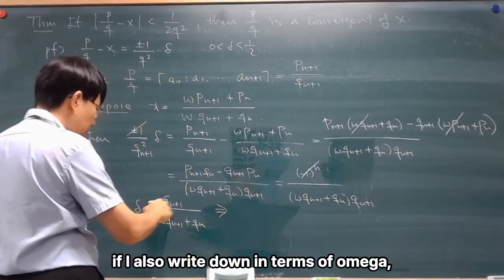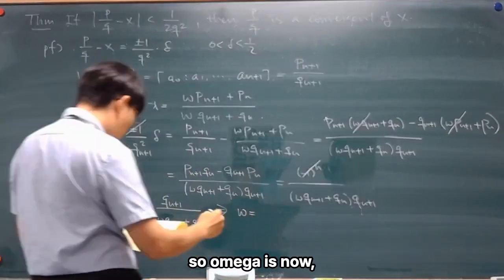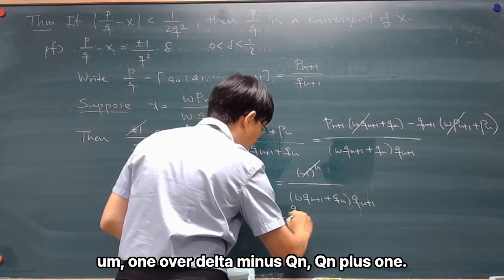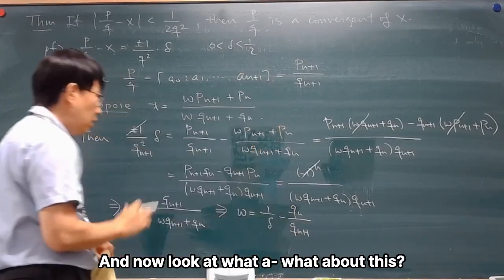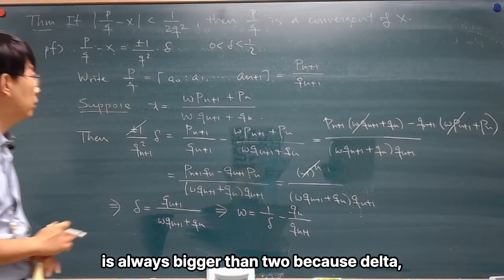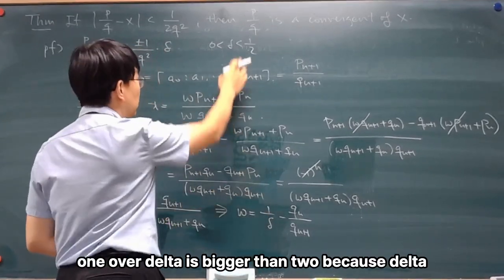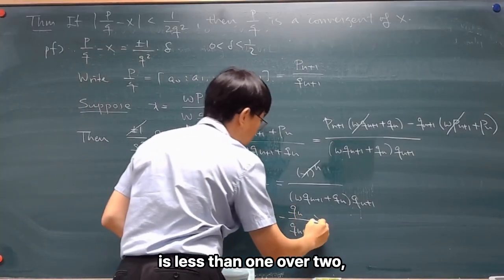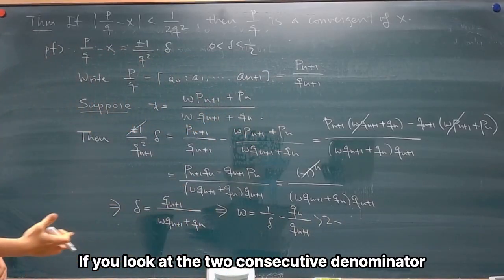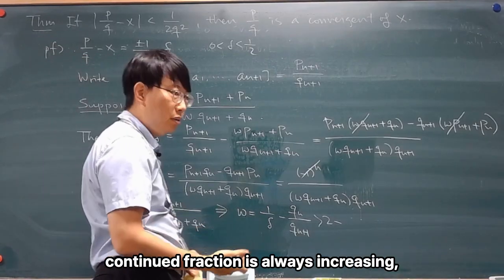And if I also write this down in terms of omega, so omega is now 1 over delta minus Q_n over Q_{n+1}. And now look at this. So 1 over delta is always bigger than 2, because delta is less than 1 over 2. So it's bigger than 2. And also, if you look at the consecutive denominators of the convergents of a continued fraction, they're always increasing.